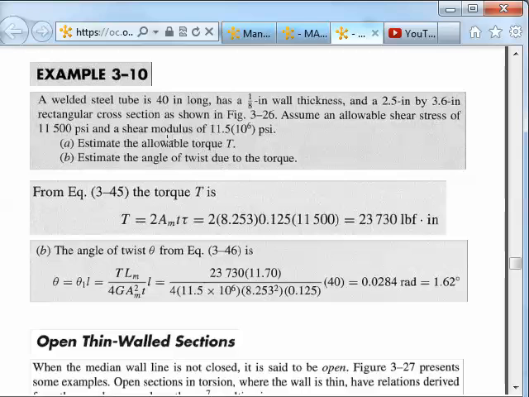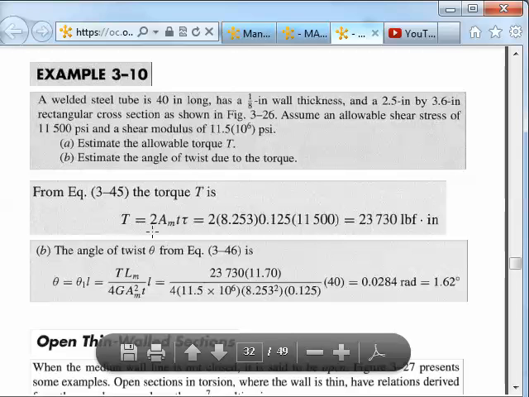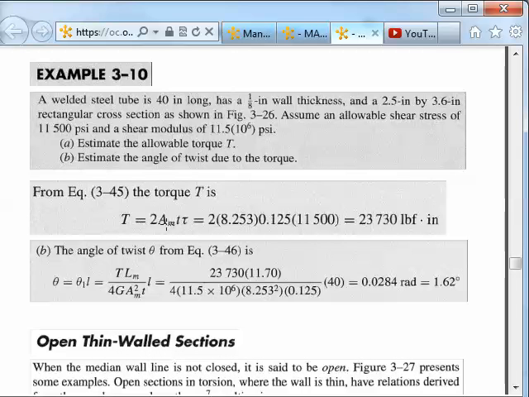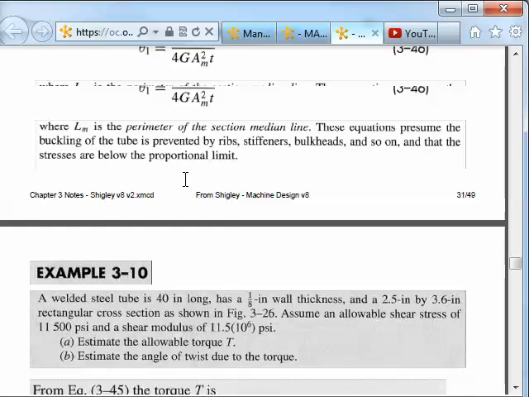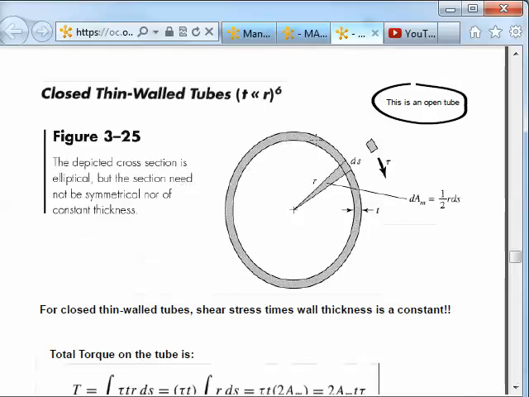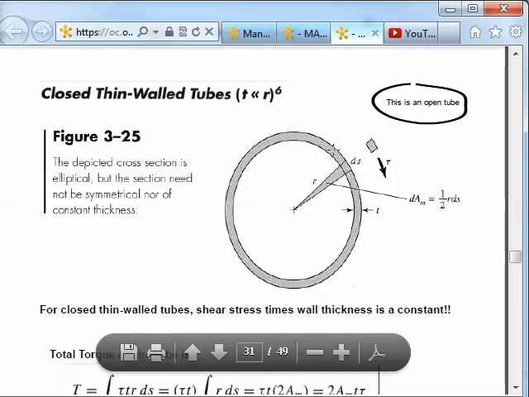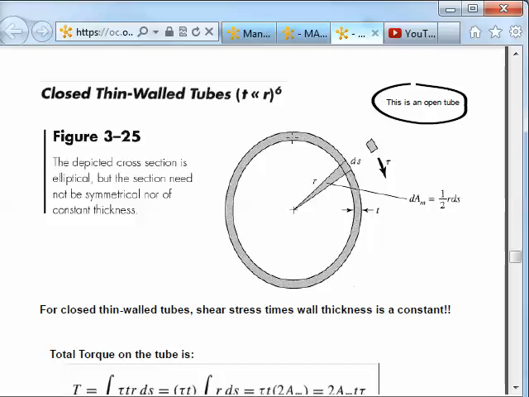And so our formula, which relates the torque to the shear stress, is the torque is equal to 2 times the area, we'll talk about what that precisely is, times the wall thickness of the tube, times the allowable shear stress. And the area is, whatever the shape is, imagine a line right through the middle of the thickness everywhere, which would be another ellipse, and then imagine the area inside that line. That's what we would be computing.